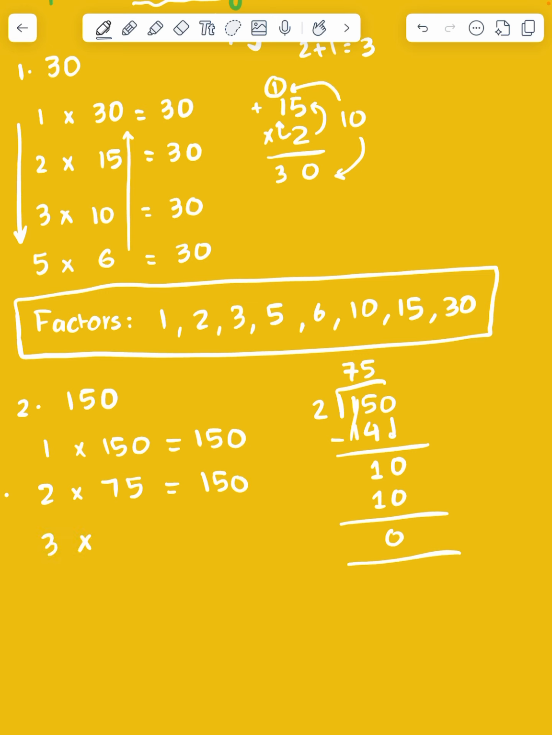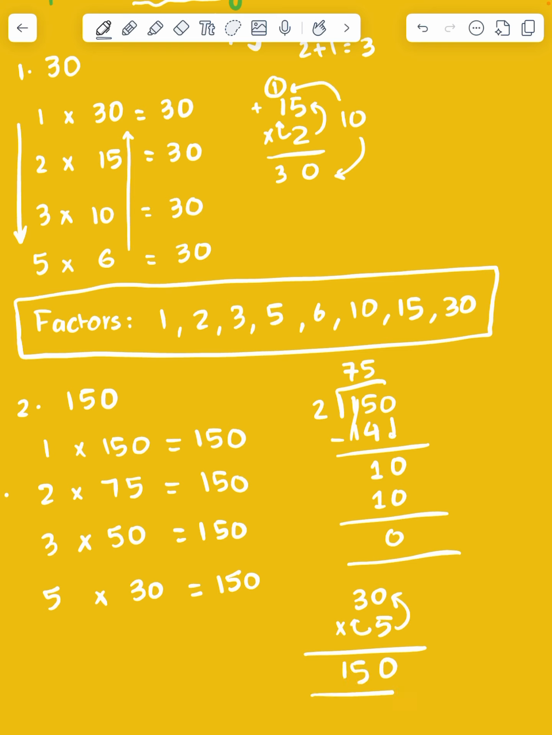Doing it the same way, 3 times 50 gives you 150. 5 times 30 gives you 150. Because 30 times 5, 5 times 0 is 0, 3 times 5 is 15, so 150. 6 times 25 is also 150. And then 10 times 15 is 150. Anytime you see a number like 150, it's simply 15 times 10. The 0 just adds right next to it.